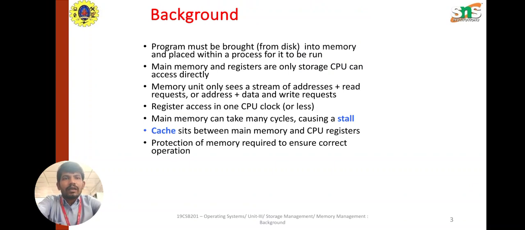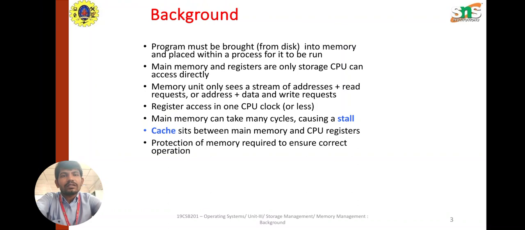In the background, the program must be brought from a disk into memory and placed within a process for it to be run. Main memory and the registers are the only storage the CPU can access directly. The memory unit only sees a stream of address plus a read request, or address plus data and a write request. Register access takes one CPU clock cycle, or else main memory can take many cycles, causing a stall.